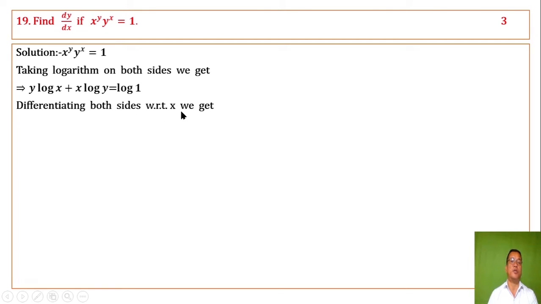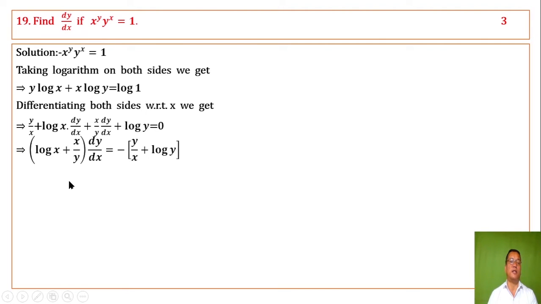Differentiating both sides with respect to x, we get y into derivative of log x, that is 1 by x, plus log x unchanged into derivative of y, that is dy by dx. Then next, x remains unchanged, derivative of log y is 1 by y into dy by dx, plus log y remains unchanged into derivative of x, that is 1, and derivative of 0 is again 0. Combine dy by dx and solve for dy by dx, we get this, which is the required derivative.